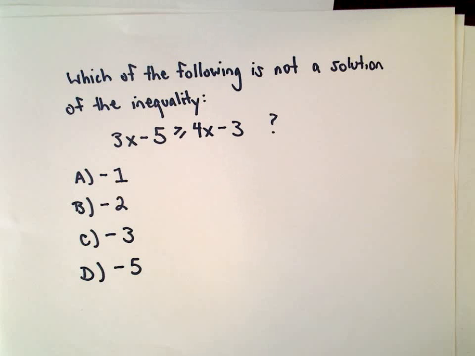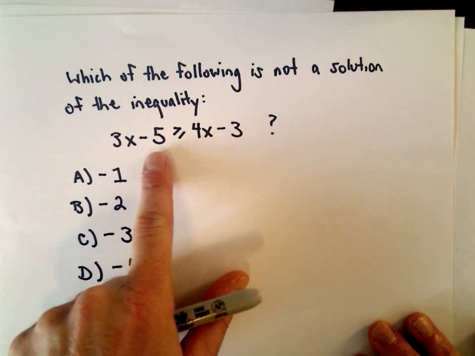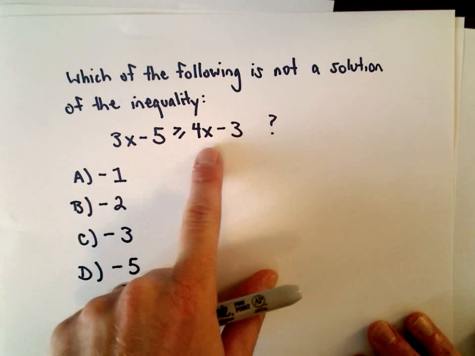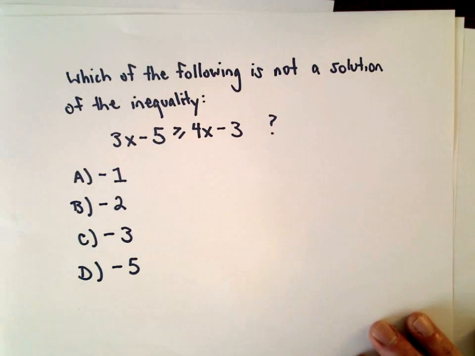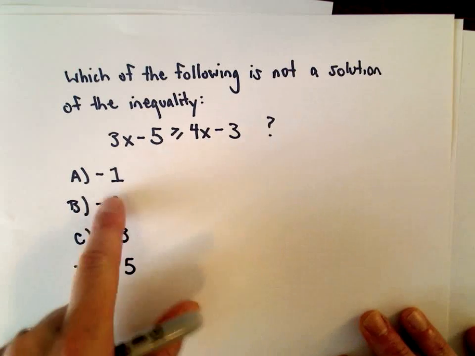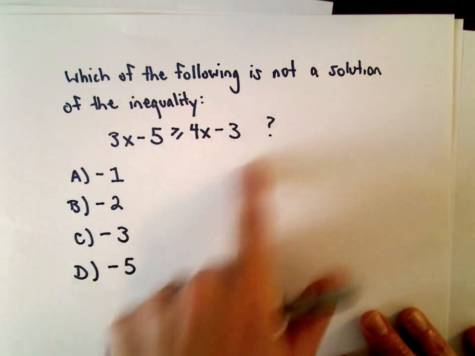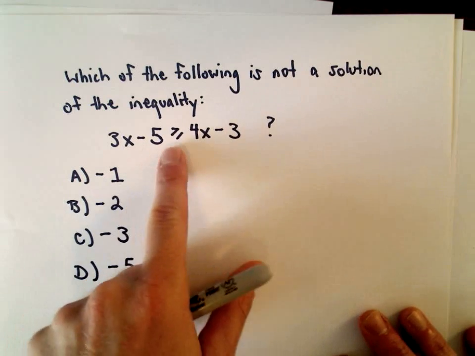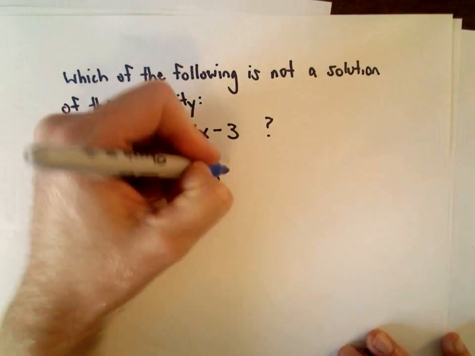So in this question, we want to know which of the following is not a solution of the inequality 3x minus 5 greater than or equal to 4x minus 3. So we have the answer choices -1, -2, -3, and -5. So again, if you had no clue how to do the algebra, you could just start substituting in, for example, -1 on both sides and see if the number on the left is greater than or equal to the number on the right.